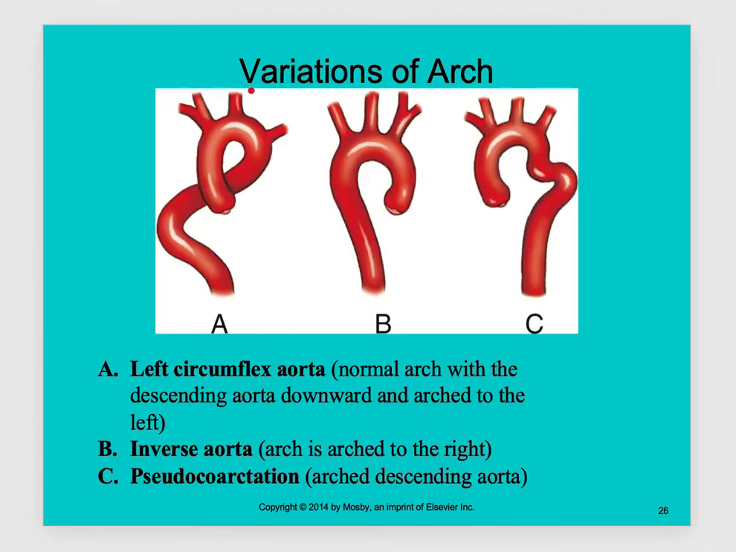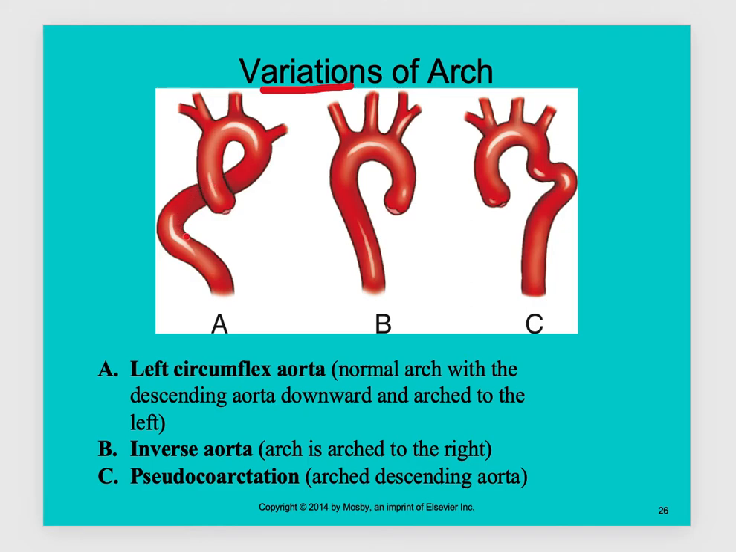So you have variations of the aortic arch. These are variations that are seen, the most common ones, I guess. So the left circumflex aorta. A, the left circumflex is where it comes up. You have your aortic arch, and as it descends down, it comes over to the right, and then back to the left. So left circumflex aorta: normal arch with a descending aorta downward and arched to the left.